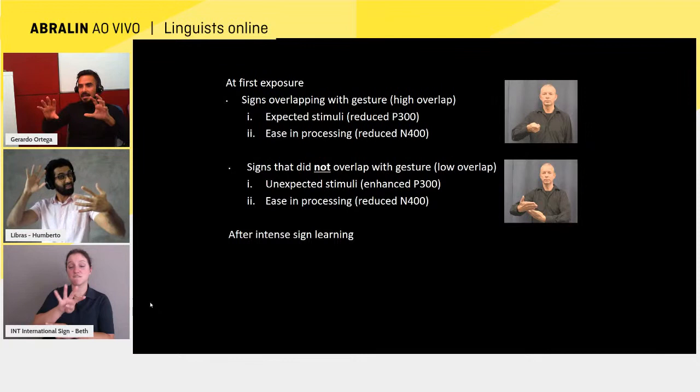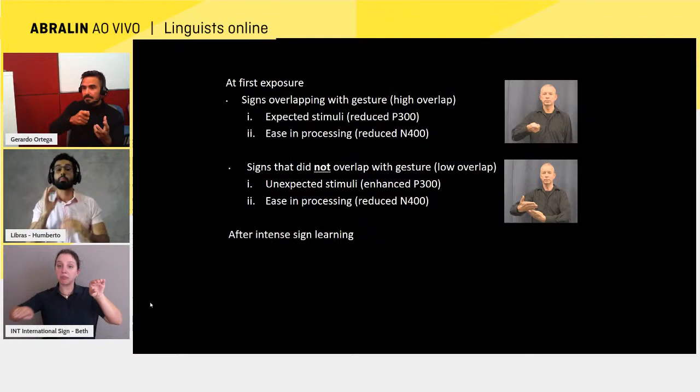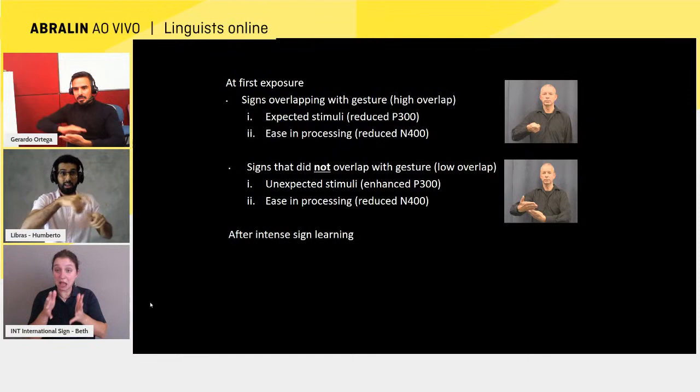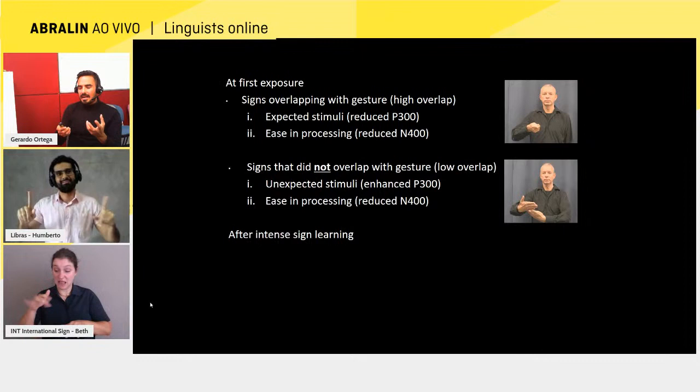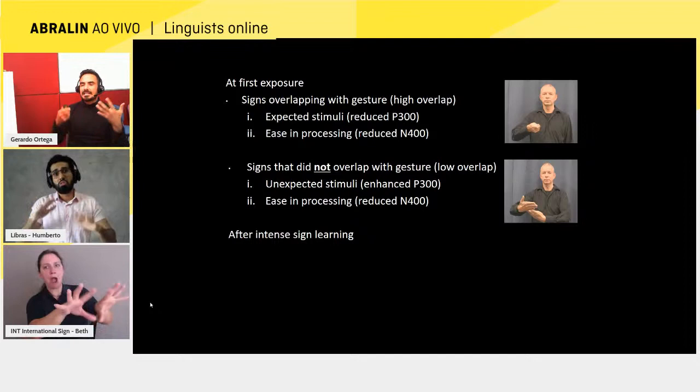The sign key is iconic because it reflects how a key is manipulated. But the sign laptop is also easy to process because it reflects the shape of a laptop. So because these two signs are iconic, we believe that this is the reason why we found a reduced N400. Both types of signs are easy to process.